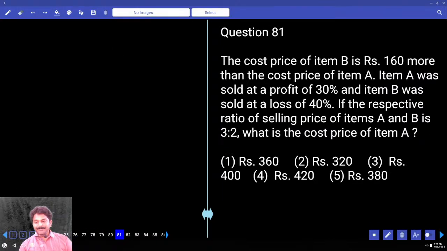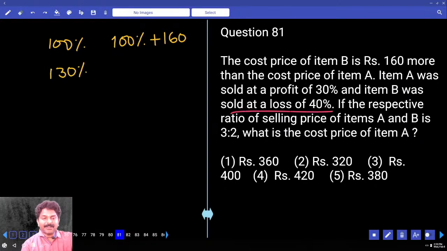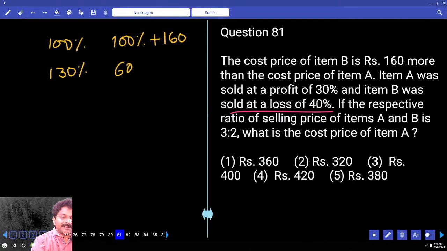Right. The cost price of item B is 160 more than the cost price of item A. So item A cost price, if it is 100%, B becomes 100% plus 160. Item A was sold at a profit of 30%. Then selling price becomes 130%. And B was sold at a loss of 40%. 40% loss in this, so 60% only. 60% of this number. 60% of 100%, 60. 60% of this number, 96.